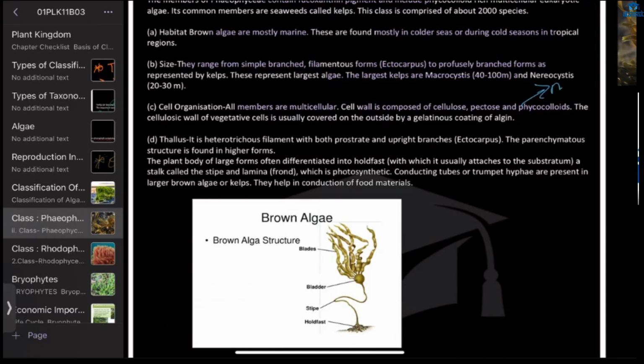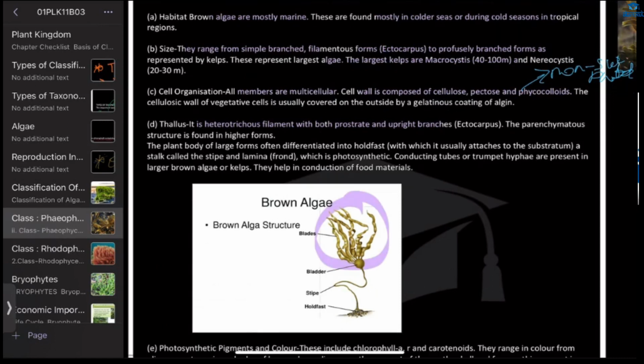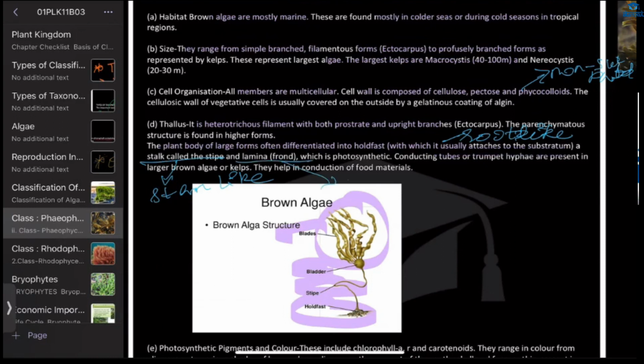These phycocolloids will be non-sulfated. Okay. Now next is thallus, heterotrichous filament, prostrate and upright branches, and this thallus is a branch-like structure. Okay, here this is a branch-like structure. And the stalk, lamina: see, it has holdfast, stipe, bladder, blades. So here it is written the plant body is differentiated into holdfast, which is attached to the substratum, means root-like, which is attached to the substratum. And then stipe is stem-like and then lamina is leaf-like.